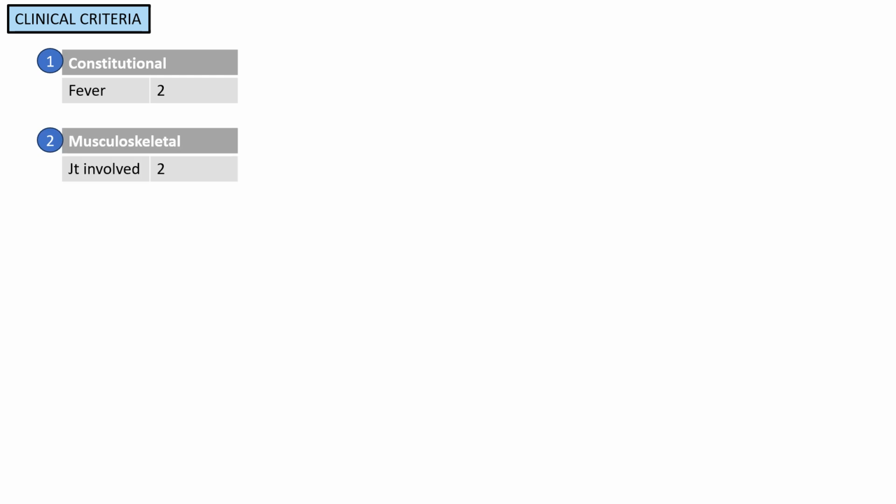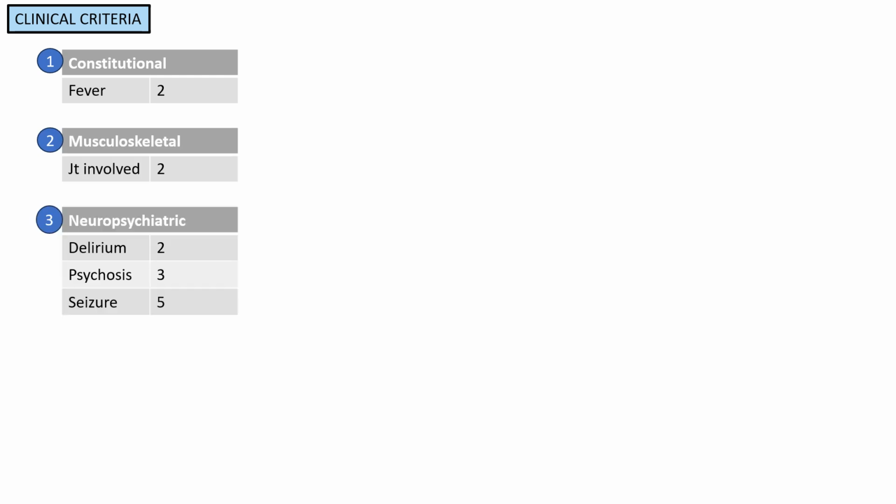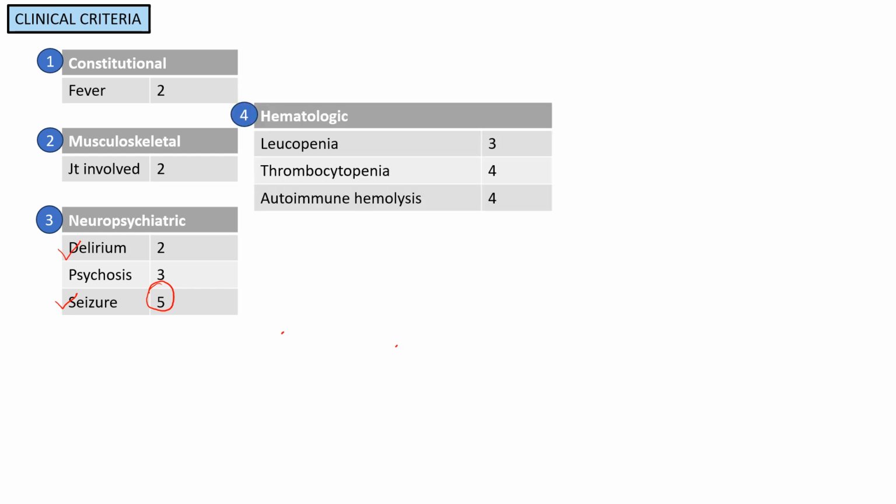So what are the clinical criteria? Constitutional, that is fever, having a score of 2; musculoskeletal 2; neuropsychiatric symptoms: delirium score 2, psychosis 3 and seizure 5. Now here I will explain to you. Suppose a patient has 2 neuropsychiatric symptoms, like the patient has seizures and also delirium. When you look at the neuropsychiatric domain, the score which you will consider will be 5 and not 5 plus 2. You will consider the highest weighted score.